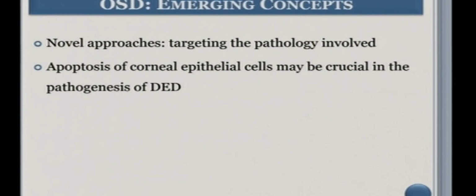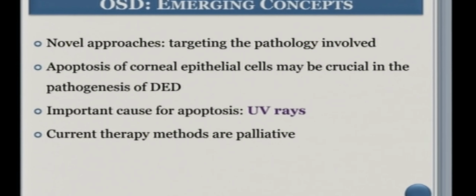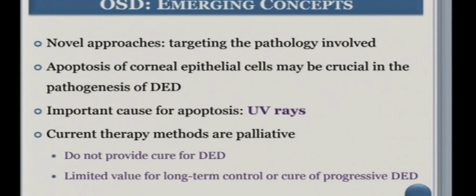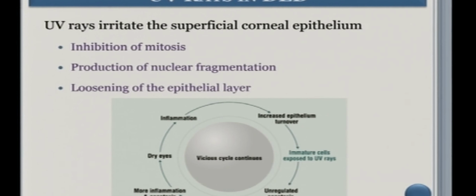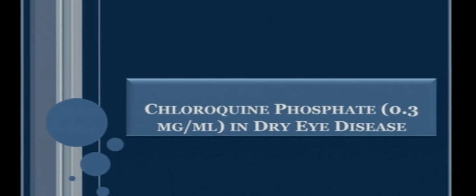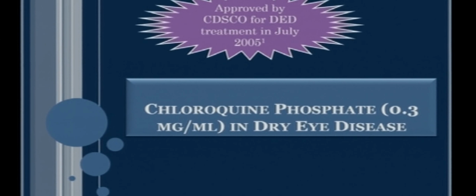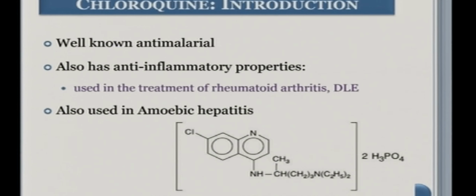People are more focused on surface epithelial cells rather than on the breakup time or the Schirmer's. They found that apoptosis is a very important factor that causes symptoms, and the symptoms of dry eye disease are caused by apoptosis. That's a known thing. And UV rays are responsible for causing apoptosis. So a couple of studies have found that chloroquine phosphate is quite useful in dry eye. How? Because it can reduce apoptosis.